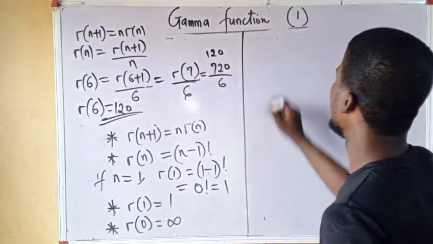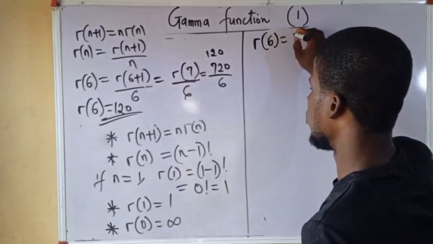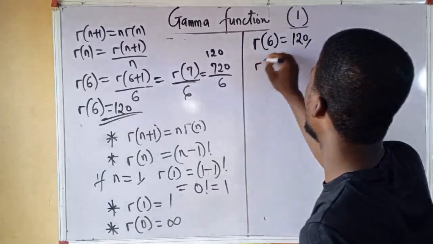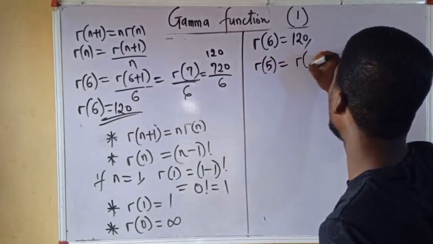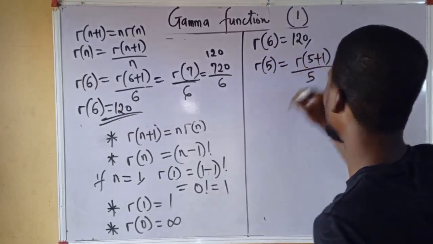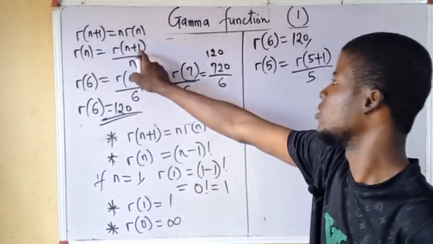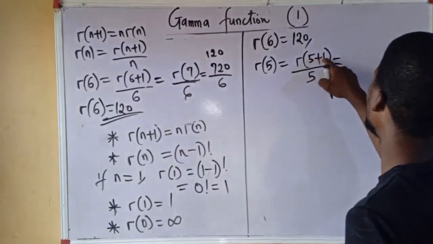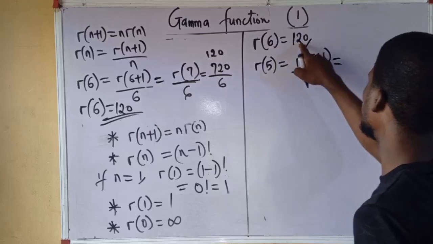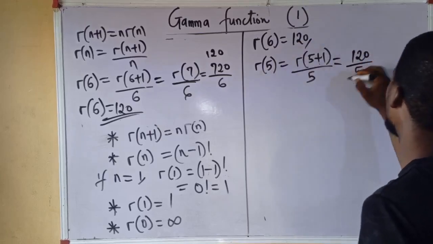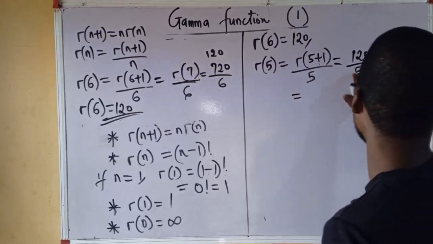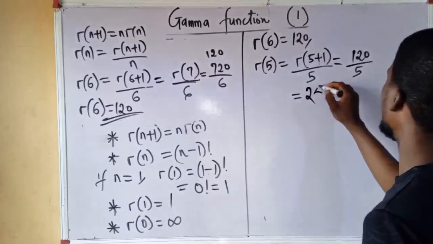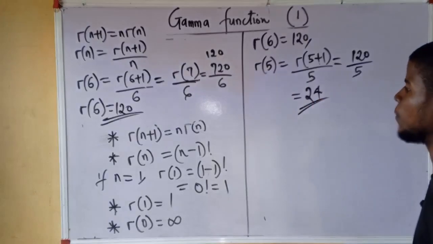That means that given that gamma of 6 is equal to 120, I can determine gamma of 5, because gamma of 5 will be equal to gamma of 5 plus 1 all over 5, using this identity that we have. 5 plus 1 is 6, and this is gamma of 6, which is 120. So divide 120 by 5: 5 into 12 is 2, remaining 2. So that will be 24. So gamma of 5 is 24.